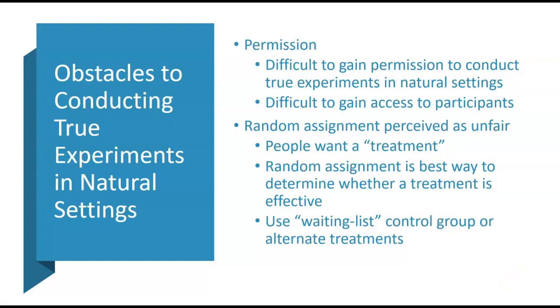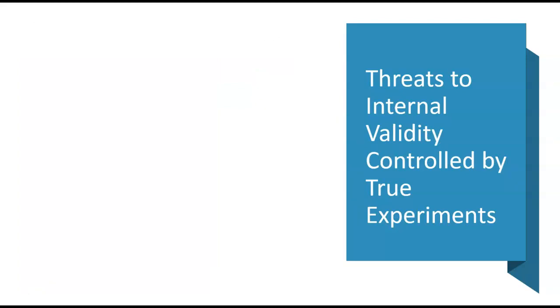So there are many obstacles in the way of doing true experiments in real life settings. So we have to have methods that are effective, efficient, and ethical in naturalistic settings. Before we move on to talk about some of those methodologies, we need to spend more time talking about threats to internal validity that we can address with true experiments, but we can't with quasi-experiments.